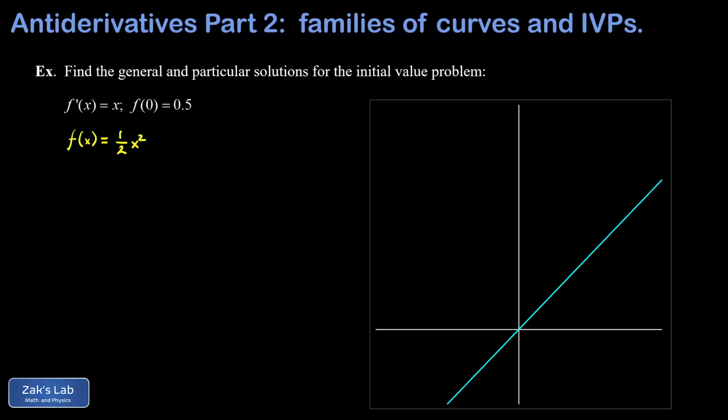So this is the meat of the general solution, but I need to put in an arbitrary constant of plus c, because again, there are infinitely many functions that differentiate to x. They all just have different additive constants added to the 1/2 x squared part.